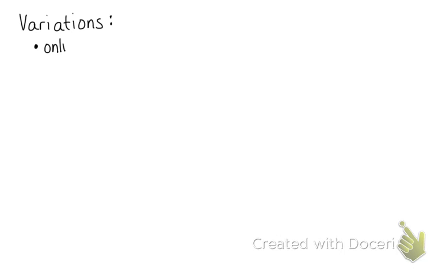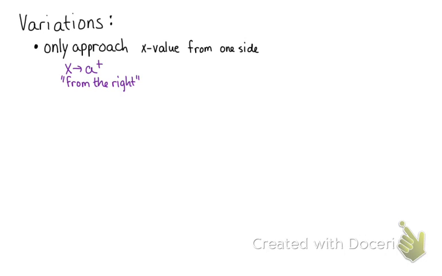Okay, there's lots of variations on limits. You can sometimes only be interested in, or only be allowed to look at, what happens when the x values are getting close to a, but not from both sides. Not from bigger and smaller than a, but just from one side. If you write a little plus after the a, it means x approaches a from the right, and that means x values are a little bit bigger than a. They're a plus a little.